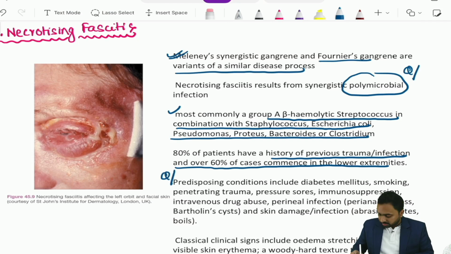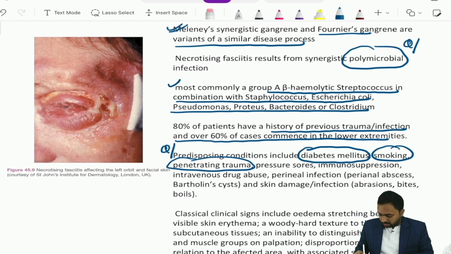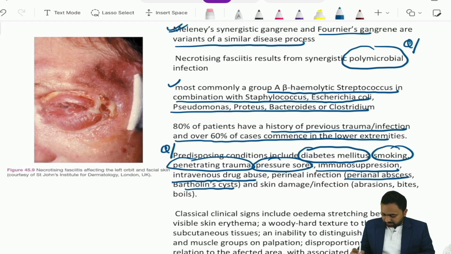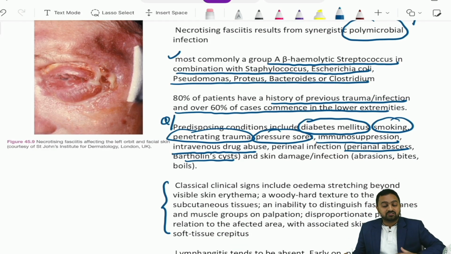So what are the predisposing conditions? They include diabetes mellitus, smoking, penetrating trauma, pressure sores, immunosuppression, intravenous drug abuse, perineal infection in the form of perineal abscess and Bartholin cyst, and also skin damage or infection.